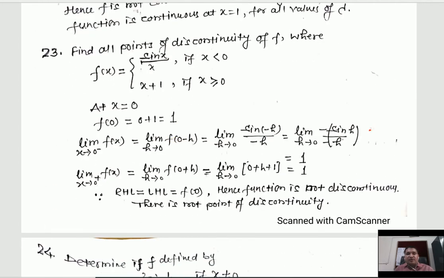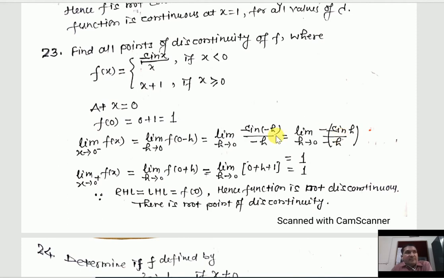Question number 3: find all points of discontinuity of f, where f of x is equal to this, conditions are given. So first check at x is equal to 0. f of 0 is what? 0 plus 1, 1. Then the left hand limit, sin x upon x, so 0 minus h, limit h tend to 0, sin of minus h upon minus h. Sin minus theta is equal to minus sin theta; it will lie in the fourth quadrant, where cosec is positive.